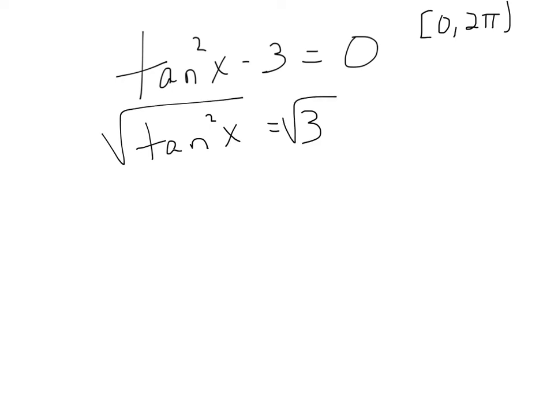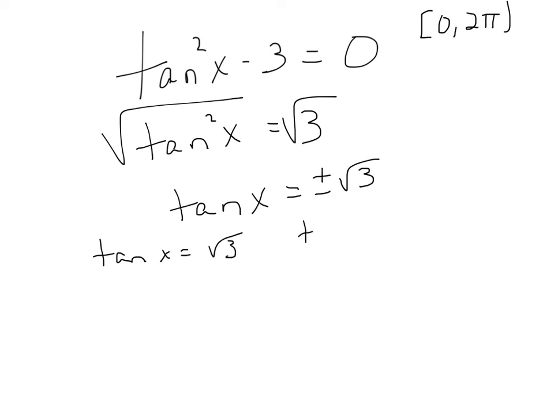What that will give me then, be careful here, because I know that there's going to be 2 ratios for this tan. It's going to be positive and negative square root of 3. So that means the tangent of x is equal positive square root of 3, or the tangent of x is equal to the negative of the square root of 3. Now keep in mind that each of these ratios has two angles. Tangent is positive in quadrants 1 and 3. Tangent is negative in quadrants 2 and 4.